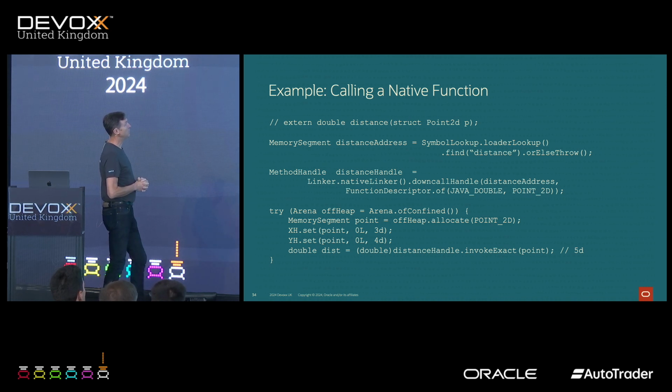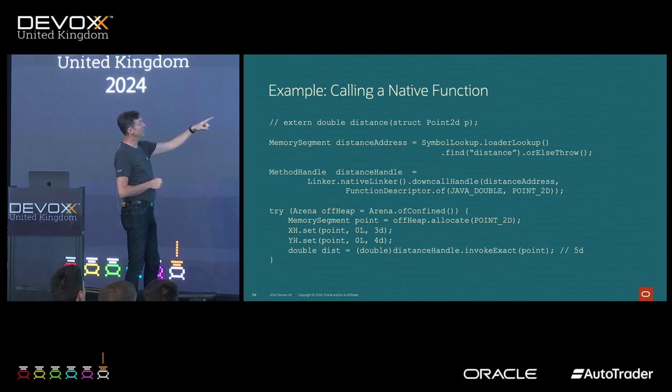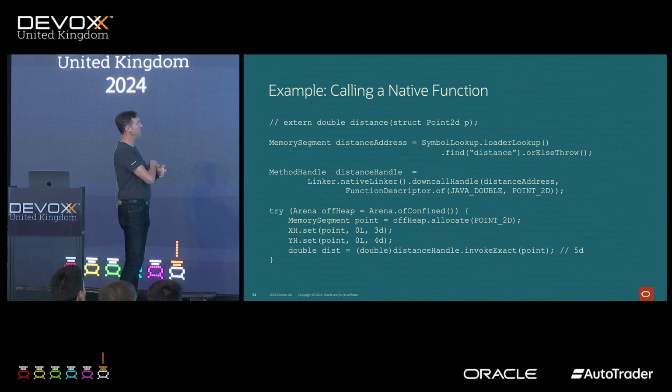And then you can use something called a native linker, where you provide a symbol and a function descriptor of the different types. So this will return a double, as you will see in the declaration in C up there. And it will take something that's structured like a point2D. Remember that point2D was the X and Y coordinates. So that's a more composed structure. And then we just go about and create our off-heap arena. We allocate something that is of the point2D.